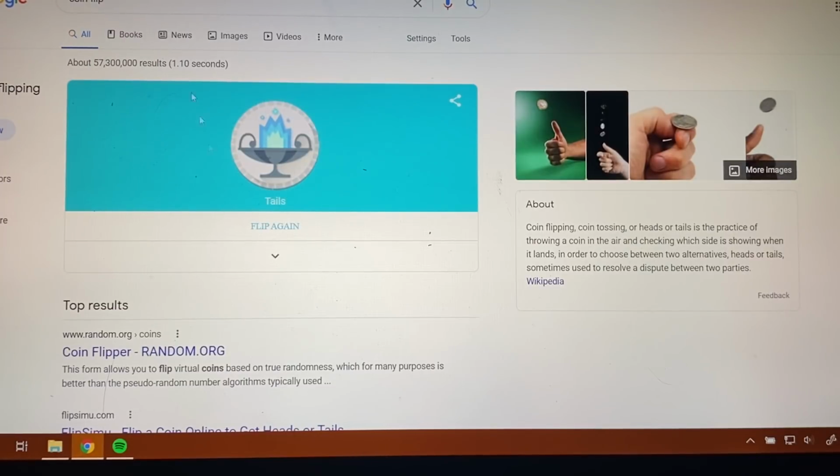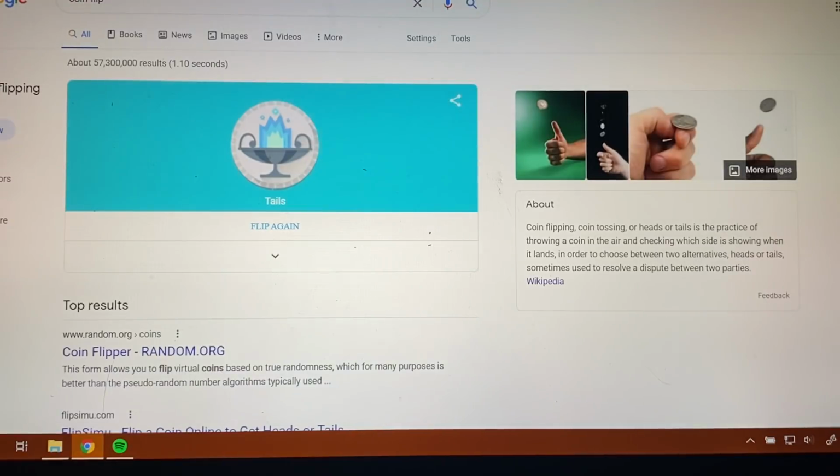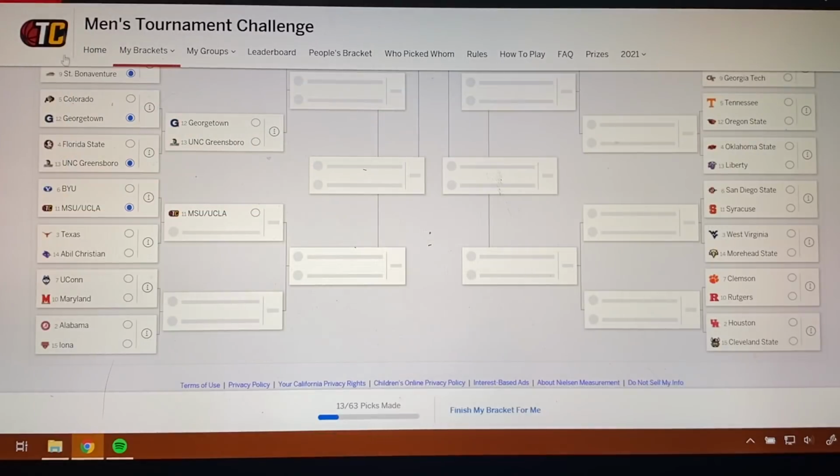The coin flip has the winner of Michigan State and UCLA. Another upset pick there. So then Texas and Abilene Christian. Let's see about this one. We have Texas here moving on. So all 3 seeds moving on so far.